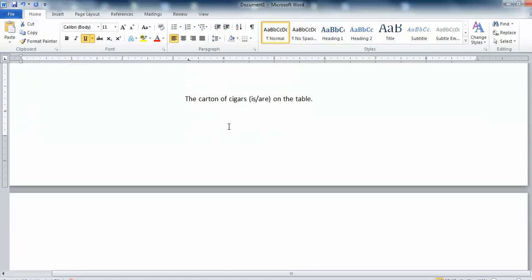The carton of cigars is or are on the table. Some of you have already met with me in class and heard this example, so just bear with us while we go over it one more time. If you've never heard this example before, please write it down and figure it out on your own.